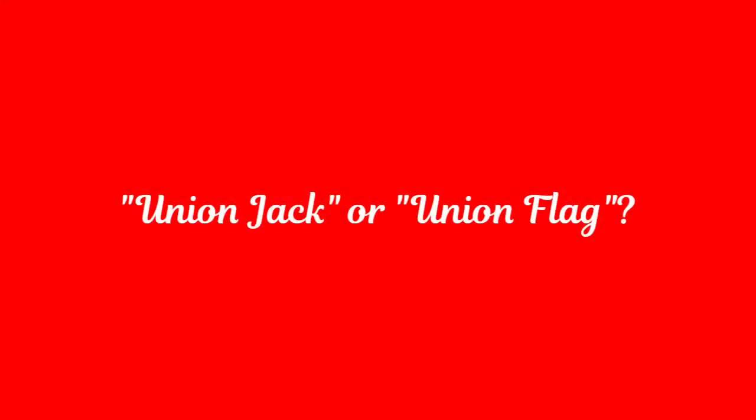Union Jack or Union Flag? Before I begin with the history of the flag of the United Kingdom, I would like to clear up one thing. The name of the flag. It is often called the Union Jack or the Union Flag. As you may have noticed, the first name contains the word Jack, which in vexillology usually only refers to flags flown at the bow of ships.